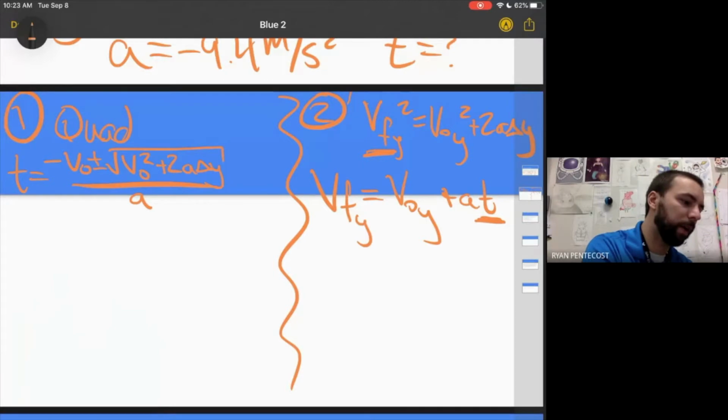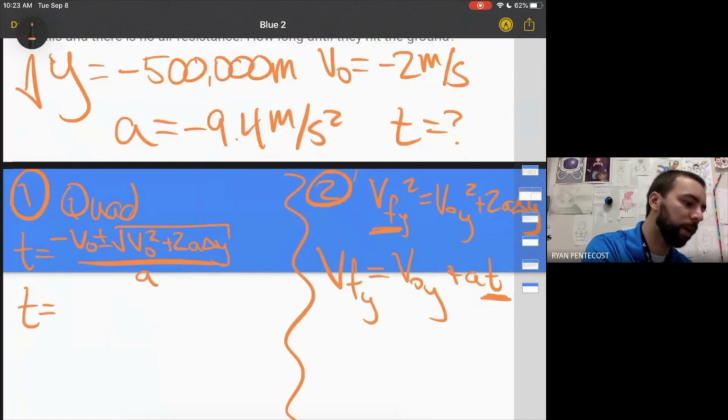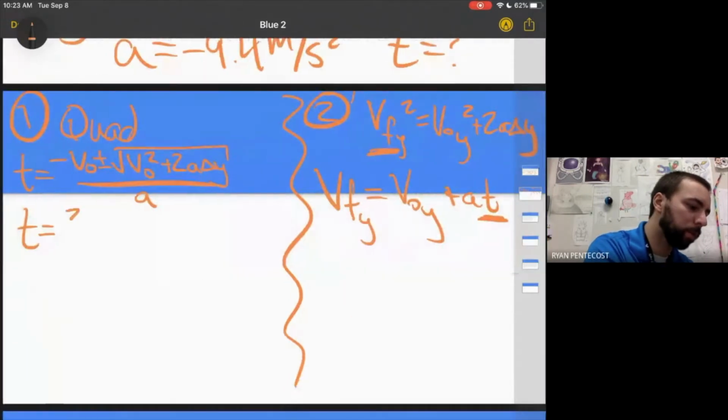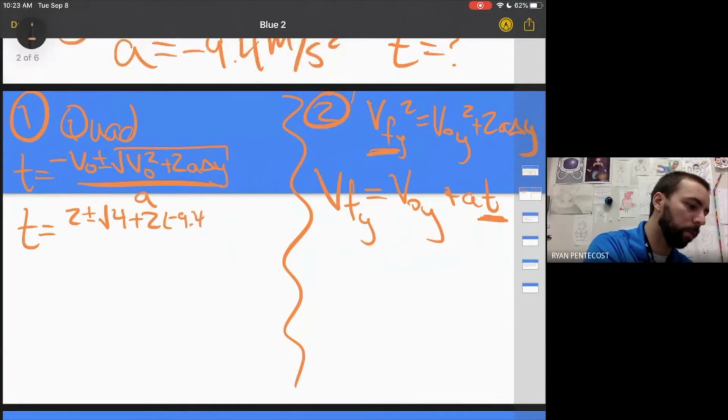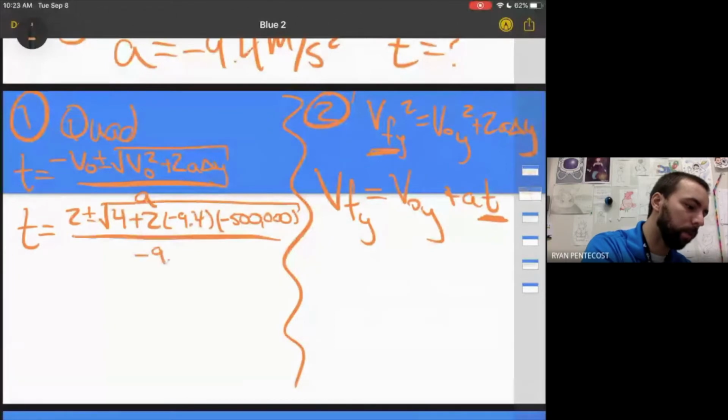T equals, so we've got -v naught. V naught is already -2, so that would give you a +2 plus or minus the square root of 2 squared, which is 4, plus 2 times -9.4, not 9.8, 9.4, times delta y, which is negative 500,000, all divided by negative 9.4.